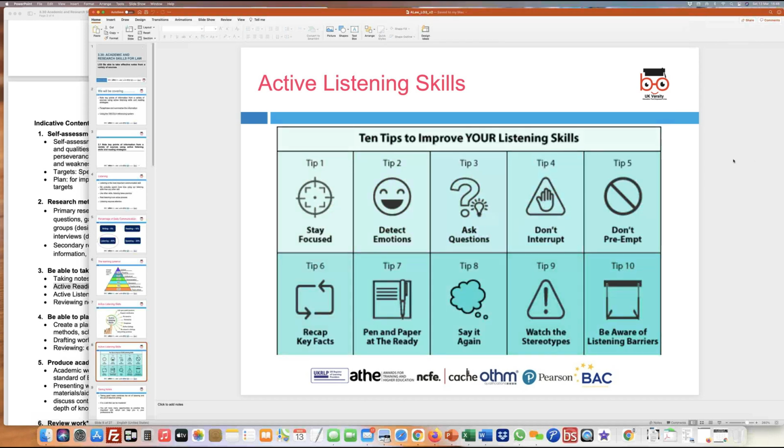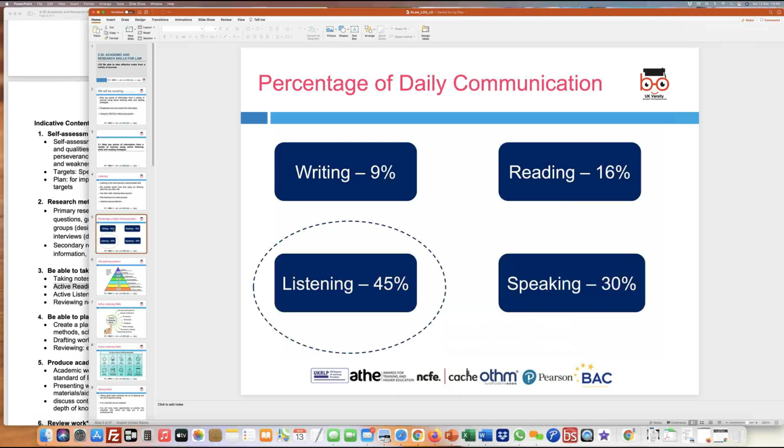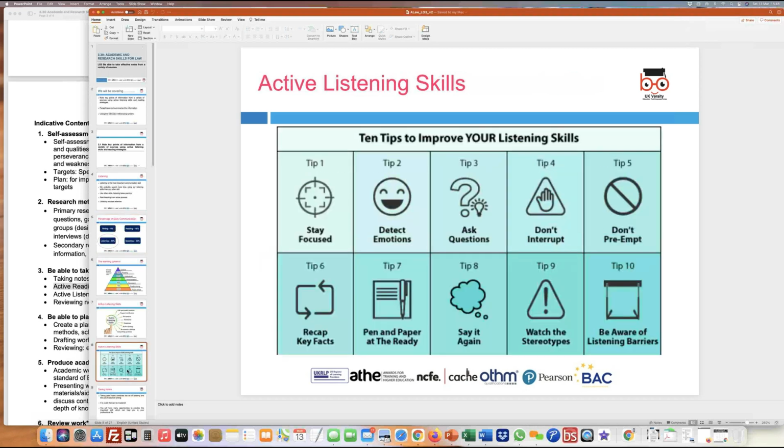Now, there are some techniques that can help improve this in terms of a process, because if you recall this slide which says 45% of our communication involves listening. So listening is very important. So there are some tips which have been designed around the process of active listening, and they tend to be that sometimes you have to be focused, you have to look at detecting emotions if you're presenting to a group of audience, and be able to ask questions.